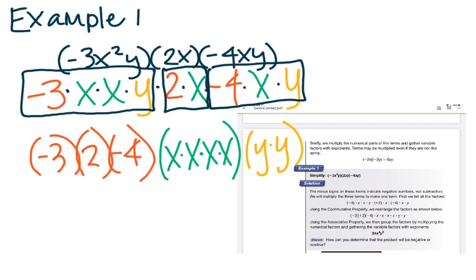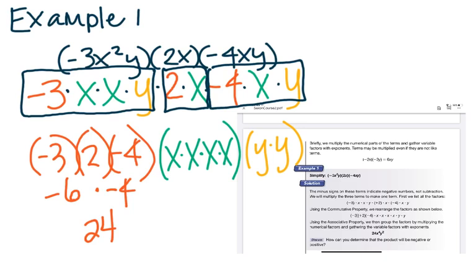Well, 3 times 2, 6, times 4, 24. Let me go back there a little bit. -3 times 2 is -6, times -4. Now we can look at it. -6 times -4, positive 24. Do you see how I did that? -3 times 2 gives me a -6. 3 times 2 is 6. A negative and a positive gives me a -6. Then I take my -6 and multiply it by my -4. 6 times 4 is 24. And a -6 and a -4 gives me a positive 24.